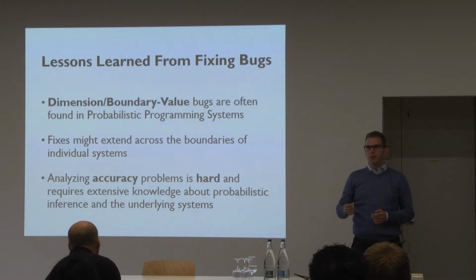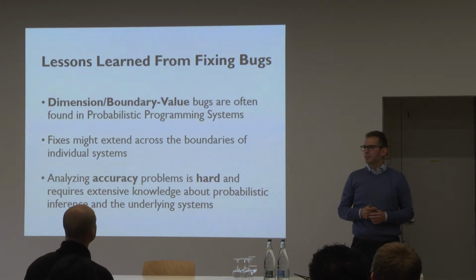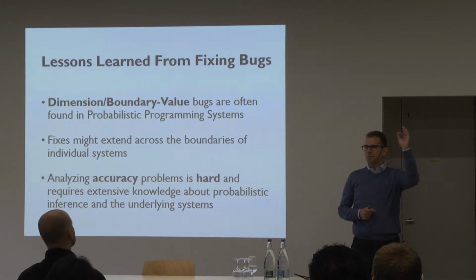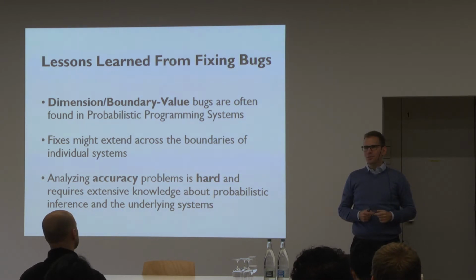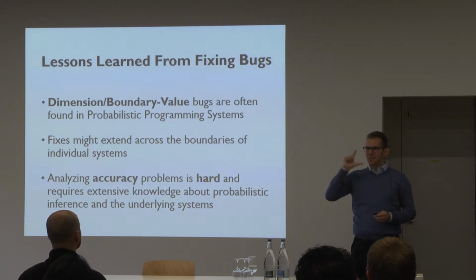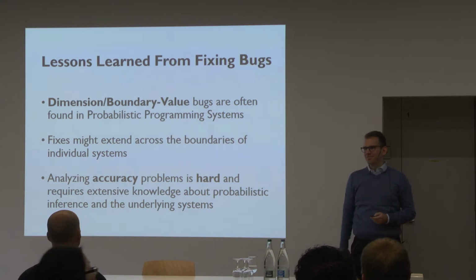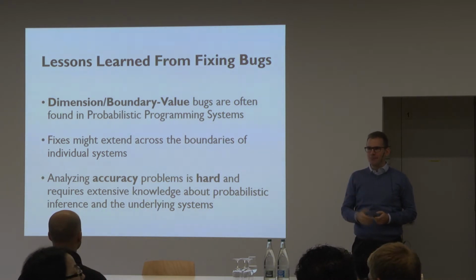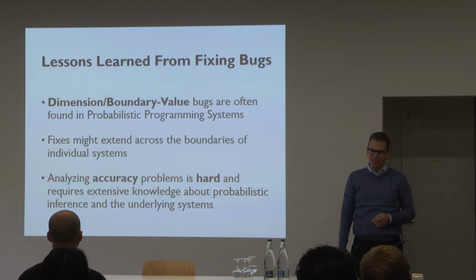Before I go to the next one, by the way, you know why Stan had 0 boundary value bugs? Because if you look at their repository on GitHub, you will see an always open issue that says, always check for boundary conditions for every release. So they are painfully aware that these errors happen.